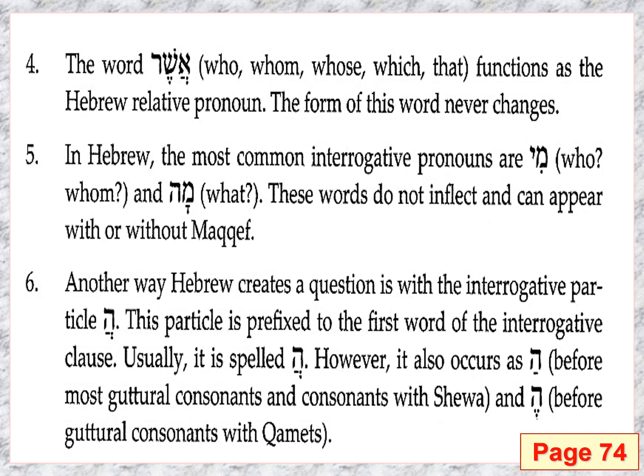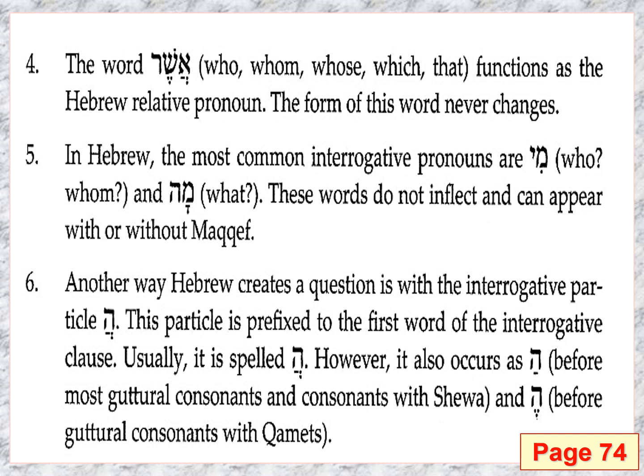So when they were in the wilderness and they received the bread from heaven, they said, ma na. What is it? Ma na. What is it? Ma. What? These do not inflect. They can have relational connection with other words using the makef, that elevated hyphen.